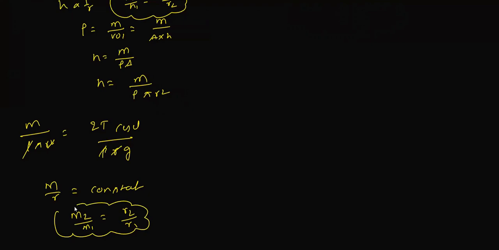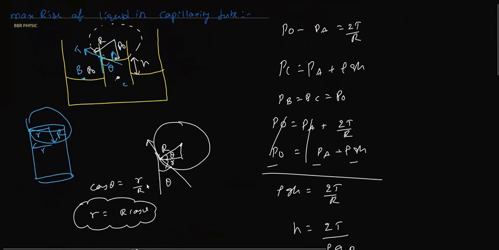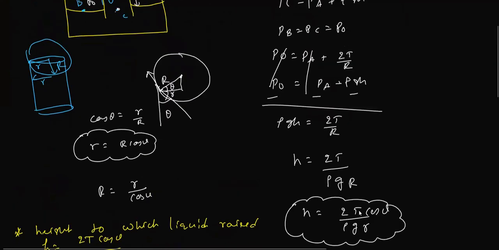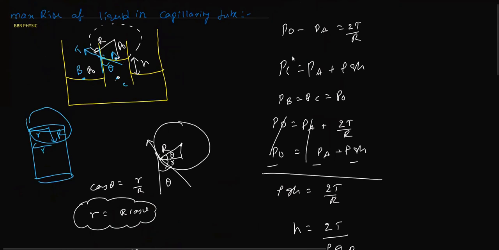Therefore m by r becomes constant. Pi, theta, these all things are constant, so m by r equals constant. You can compare m2 by m1 equal to r2 by r1, when we need to compare the mass of the liquids in the tubes. So up to here you have to write for the derivation. They'll give 5 marks. You have to give this theory also.